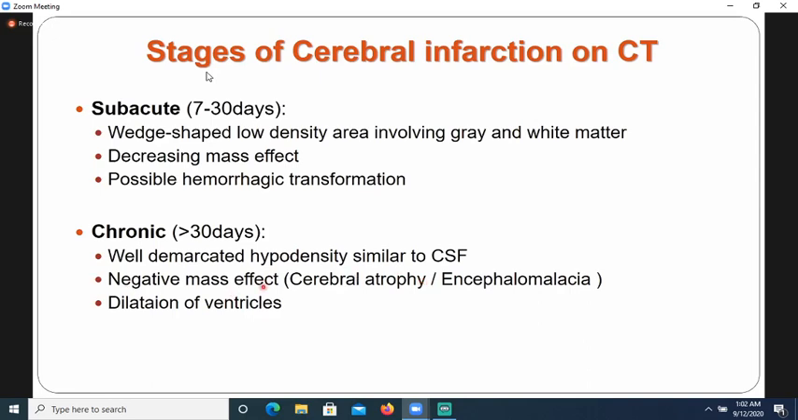And there is a negative mass effect, meaning the mass effect is decreased and there is ipsilateral dilatation of the lateral ventricle because of the necrotic brain parenchyma. There is atrophy resulting in loss of volume with dilatation of the ipsilateral ventricle. So there is a negative mass effect in the chronic phase and there is dilatation of the ventricles.